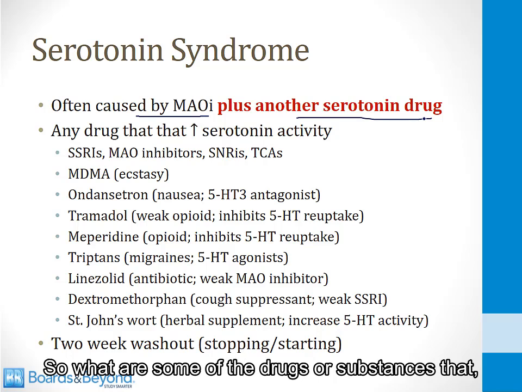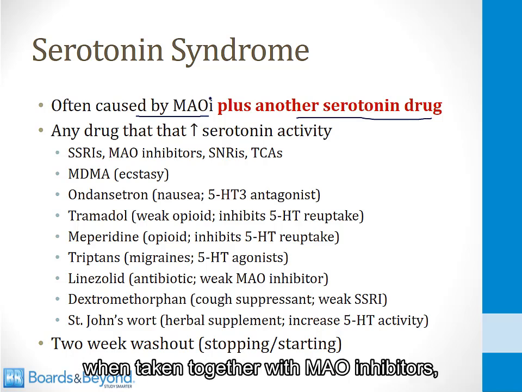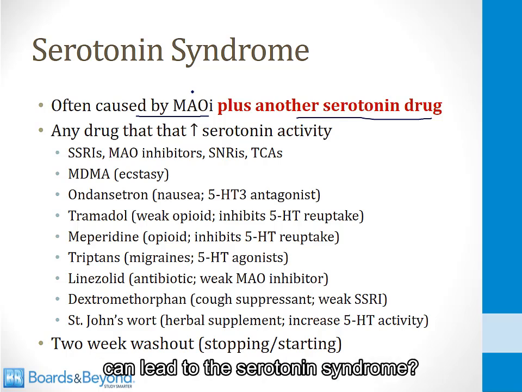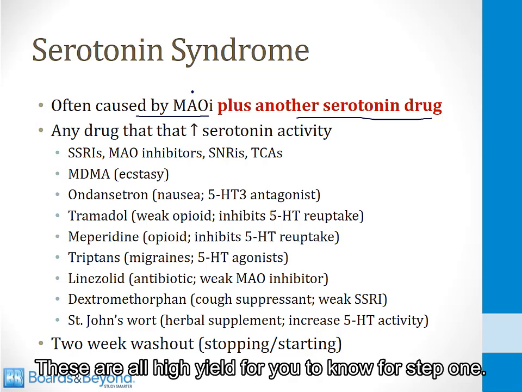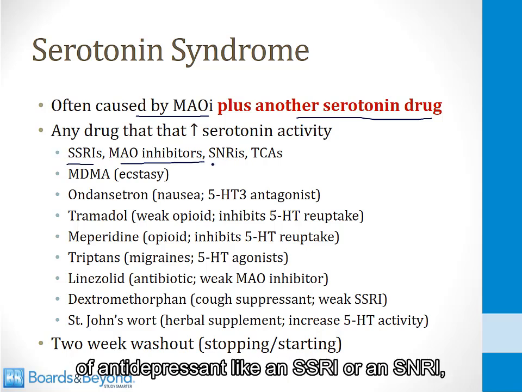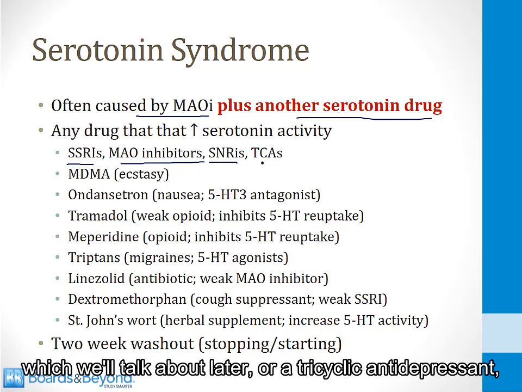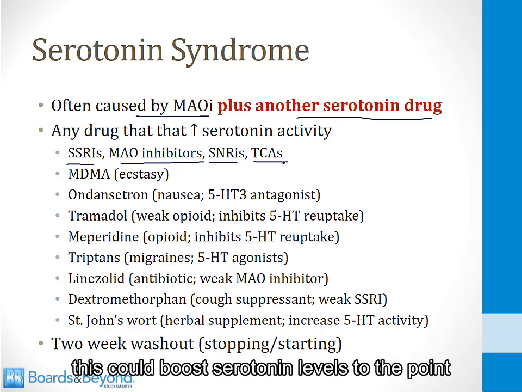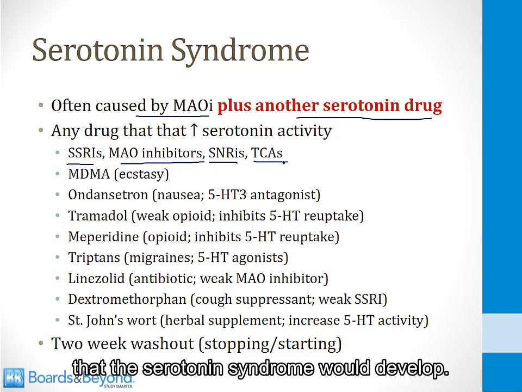So what are some of the drugs or substances that, when taken together with MAO inhibitors, can lead to the serotonin syndrome? Let's talk about that now. These are all high yield for you to know for step one. So if a patient on a MAO inhibitor took another type of antidepressant like an SSRI or an SNRI, which we'll talk about later, or a tricyclic antidepressant, this could boost serotonin levels to the point that the serotonin syndrome would develop.